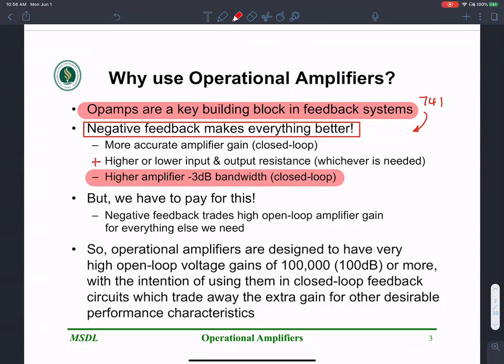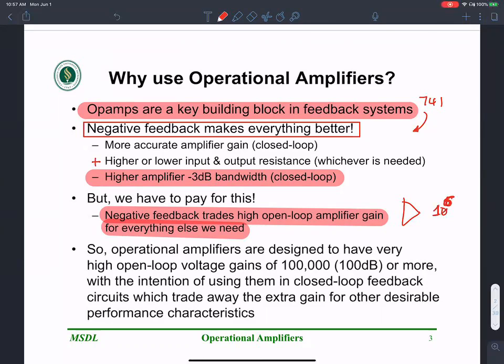There's no free lunch. All of the wonderful advantages of negative feedback come from the fact that it trades with the open loop gain. So the idea is you begin with an op-amp that has a very, very large gain, a gain that you don't need so much of at all.